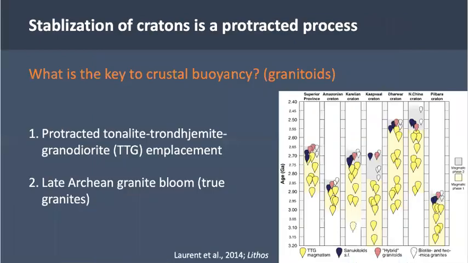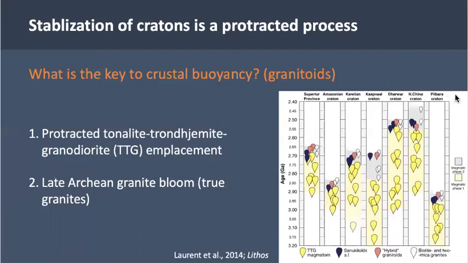And when we think about the stabilization of continental crust and its buoyancy, we need to think about the formation of cratons ultimately. It's a long-term process that proceeds in multiple stages. I'm showing this with this diagram here on the right from Laurent et al., where they are showing a timeline from about 3.2 billion to 2.4 billion years ago for a variety of cratons across the world.